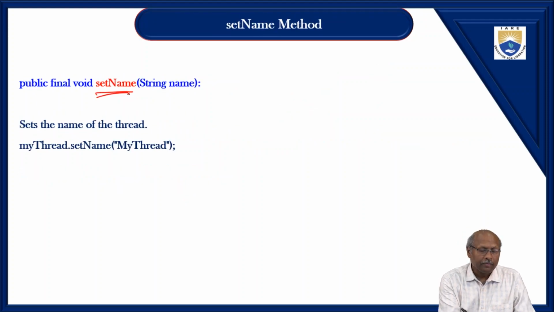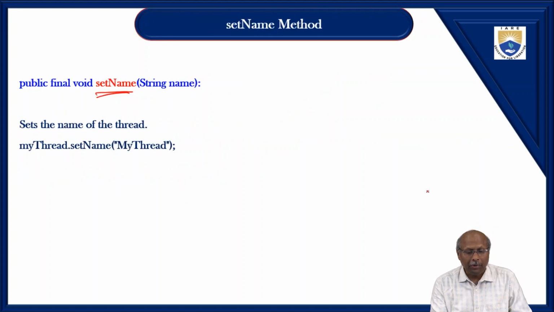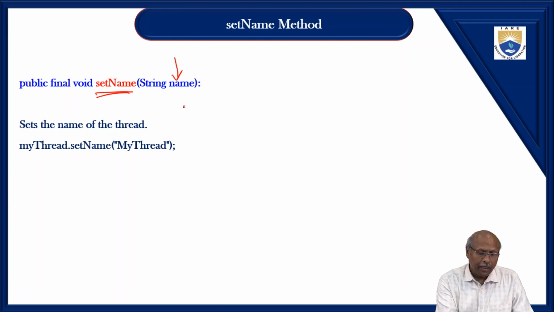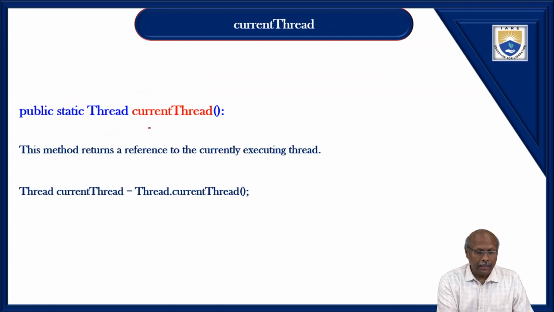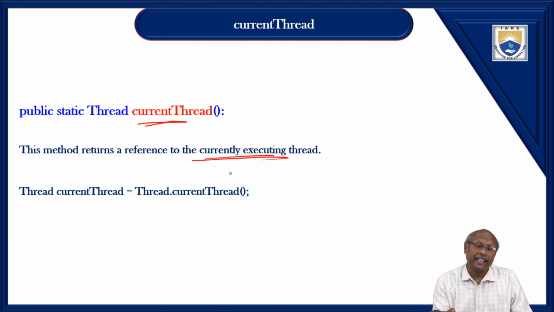And there is a method called set name. With the help of set name, you can pass a name and assign it. Automatically, the name will be assigned to the thread. Similarly, current thread. This method returns the reference to the currently executing thread. Which thread is running currently? For that, you can use current thread.